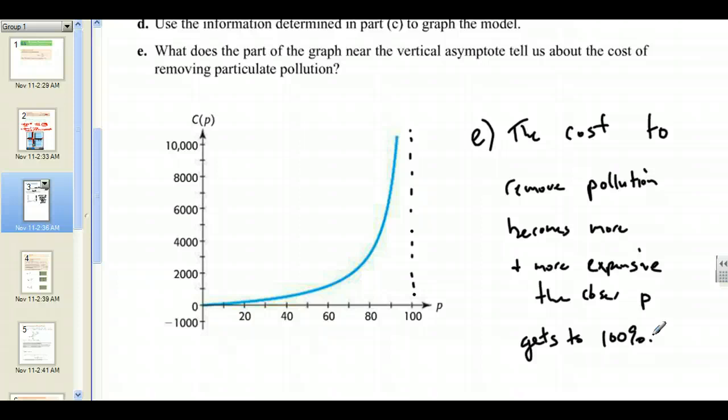But if we've only removed 10%, the cost to remove the next 10% is not that bad. But as we have removed so much of it, and such a small percentage remains, the cost to keep removing goes up, because we're doing the same procedures, and there's so little left, it's hard to remove any more.